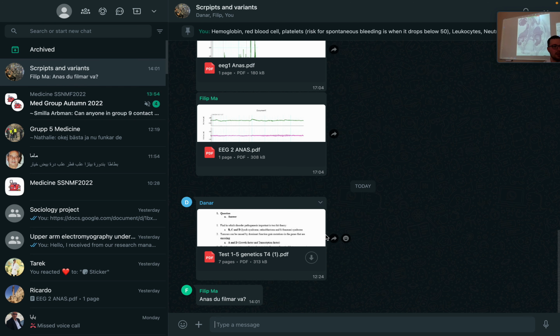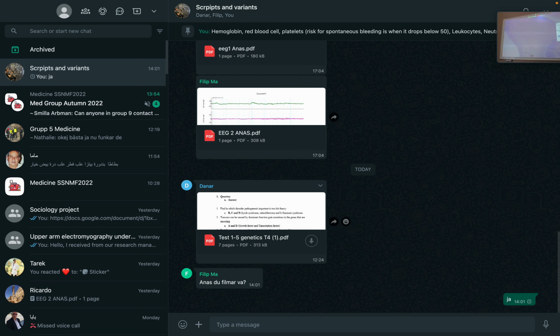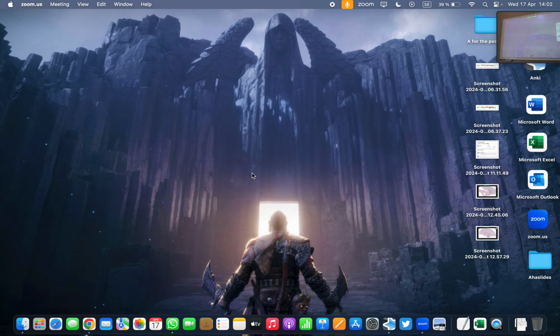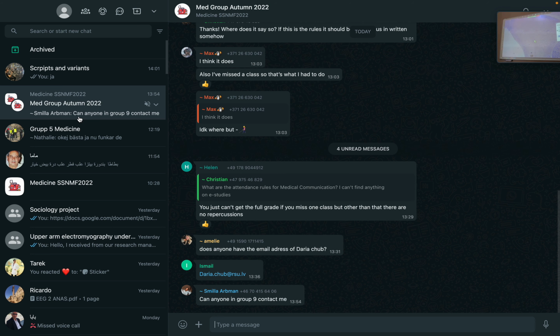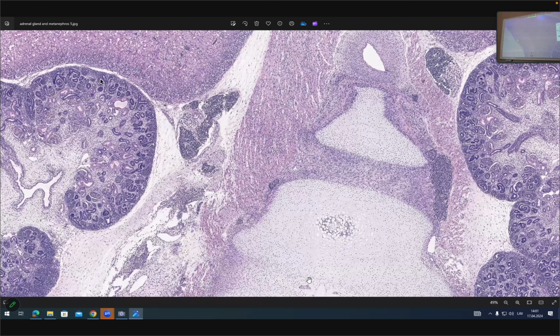Very quickly, I will show you the mic. Again, problem, very large slide. So we see the developing adrenal gland and the metanephros here. The adrenal gland has fetal cortex on the inside, secondary cortex on the outside.